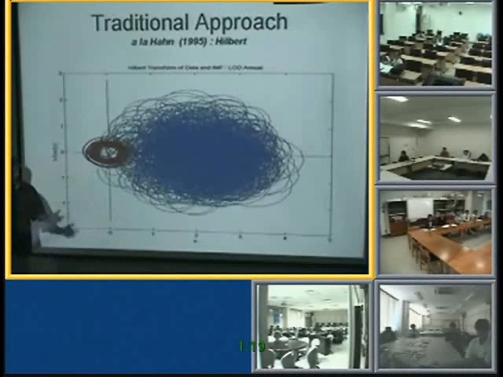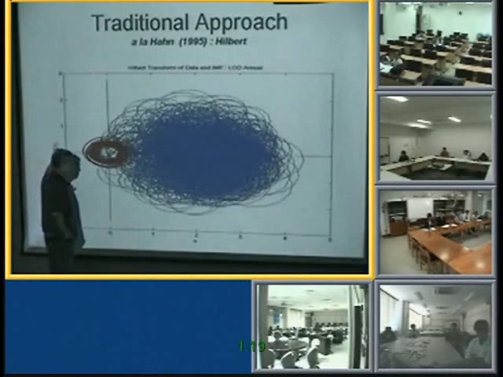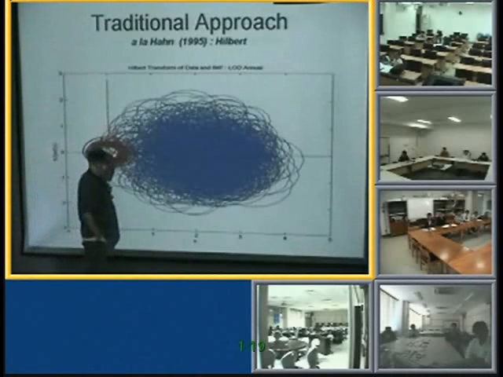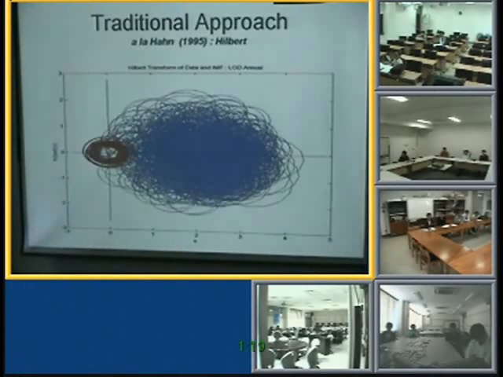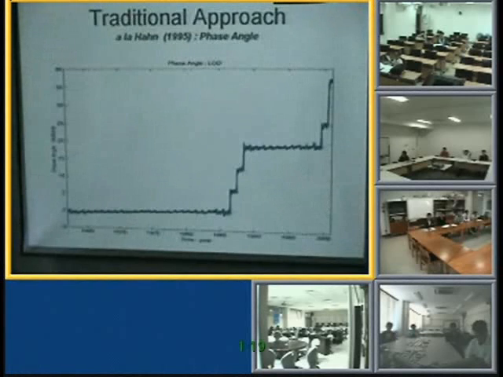So this is Hilbert transformation. This axis is real. This axis is imaginary. Yeah. So you have a jumble of random curves. It almost looks like a plate of spaghetti. Yeah. And if I compute the phase function, the phase function looks like this.